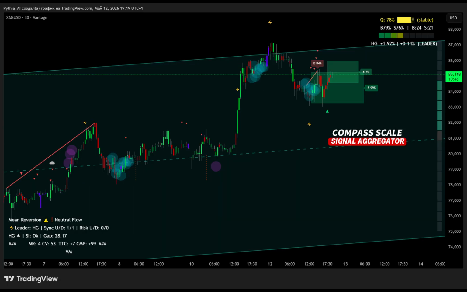Since most system signals are leading signals, compass scale inherits this property. It helps quickly evaluate whether the current price movement is supported by broader market conditions. If you are new to the system, you can rely primarily on this element while learning the rest of the signals. 0 to 35%, weak displacement. 36 to 75%, medium displacement. 76 to 99%, strong displacement.